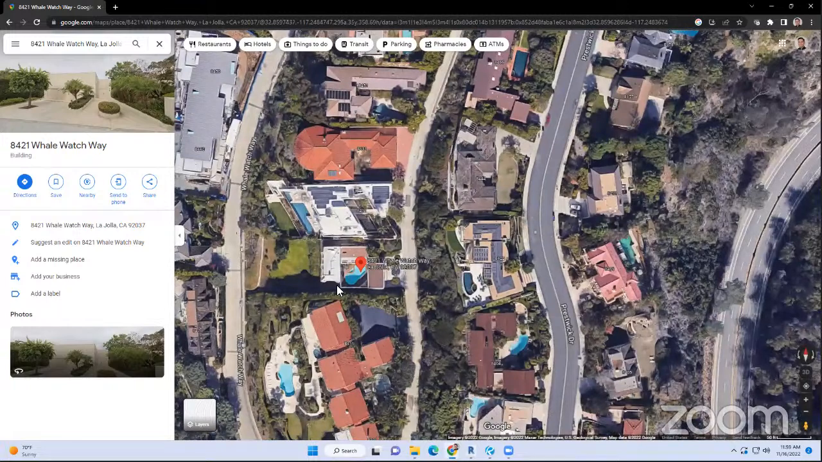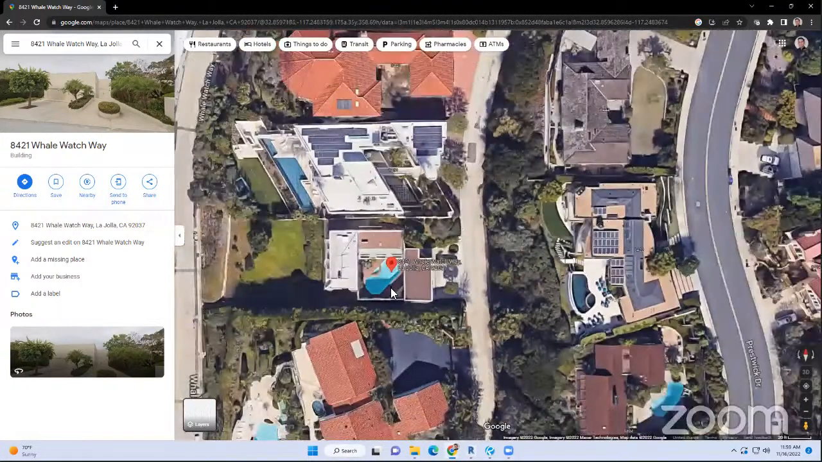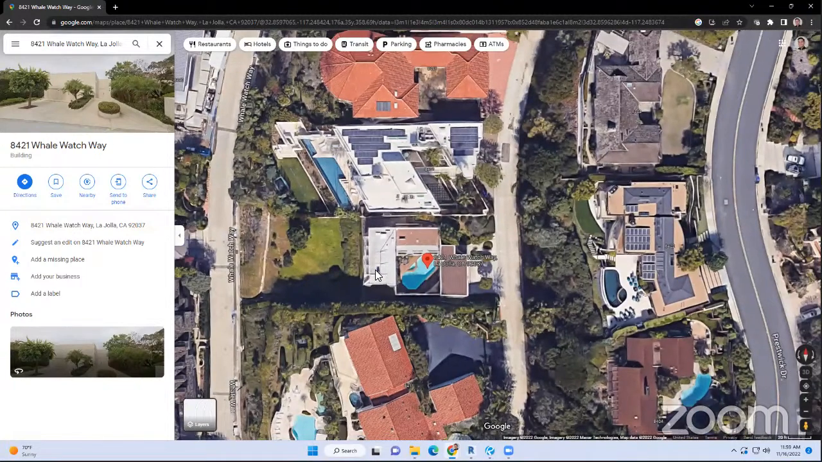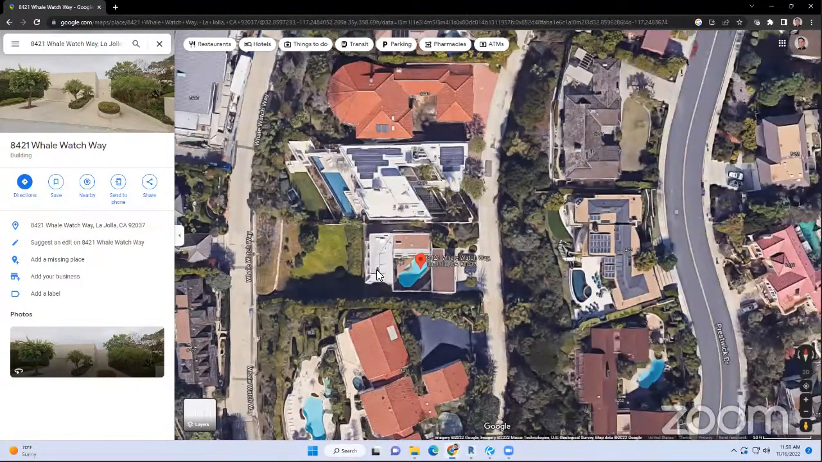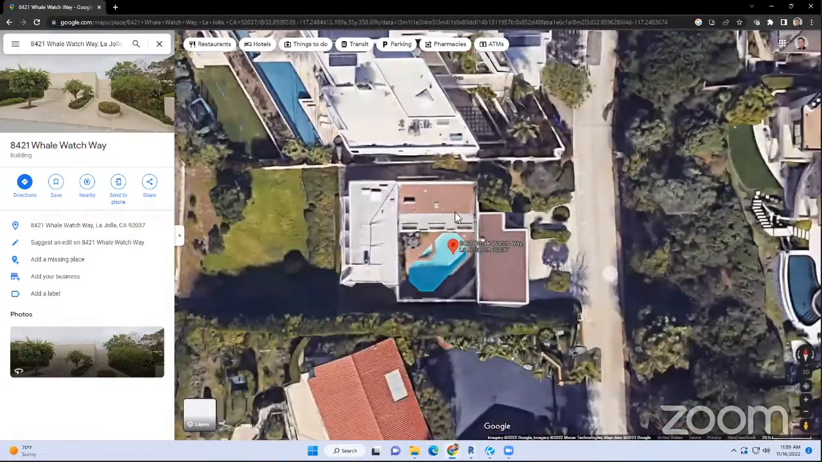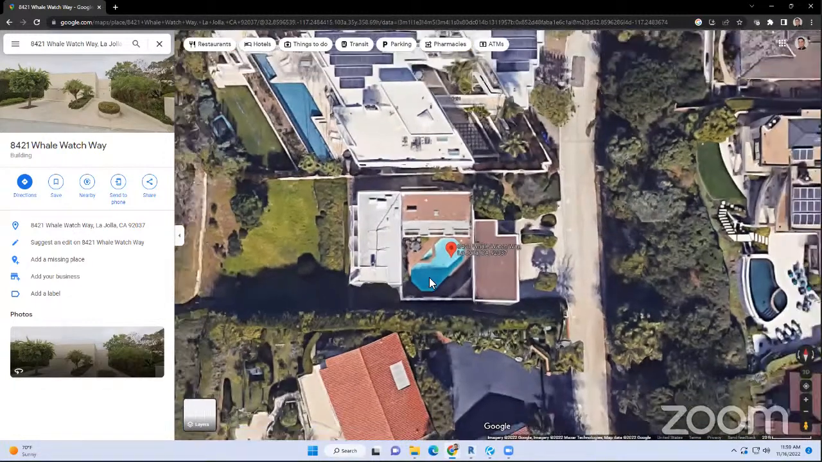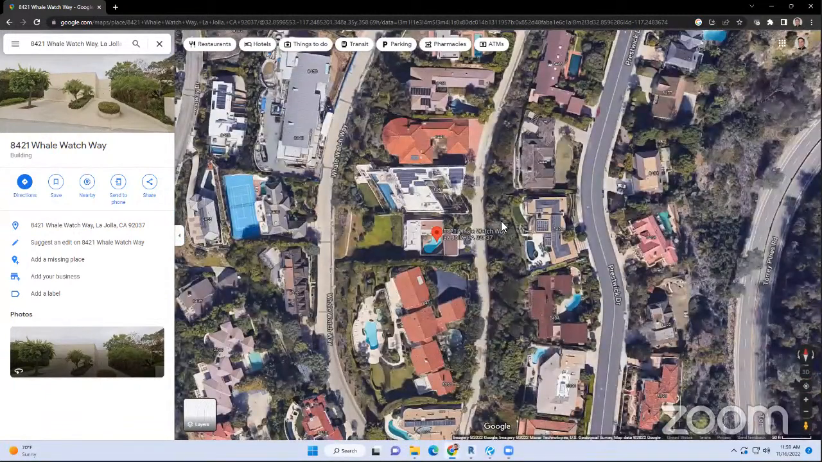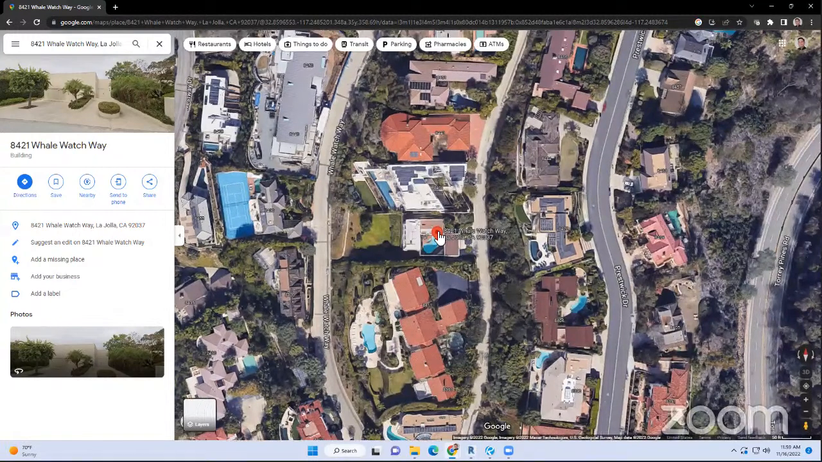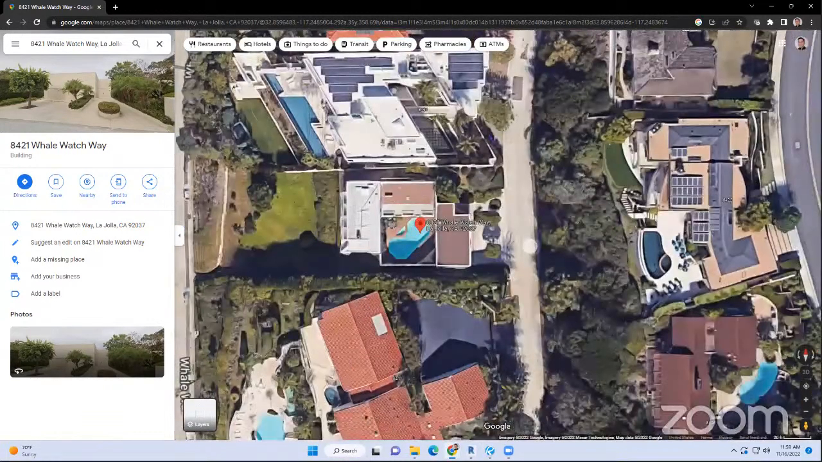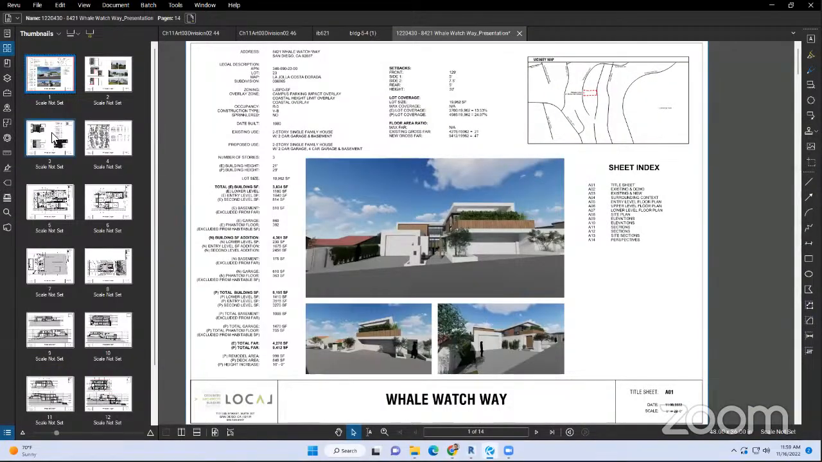So here's the property, 8421. First, I apologize for that typo on the application. Honest mistake there, and it's unfortunate that happened, but here we are. So here's the property. It's basically 3 wings with a pool in the center. As I zoom out, you can see the context of the adjacent buildings. And right now the building is relatively small compared to almost all the buildings surrounding it. To jump into the presentation.